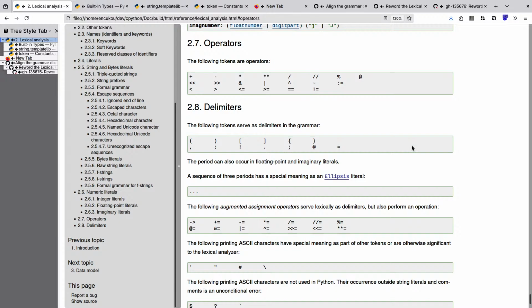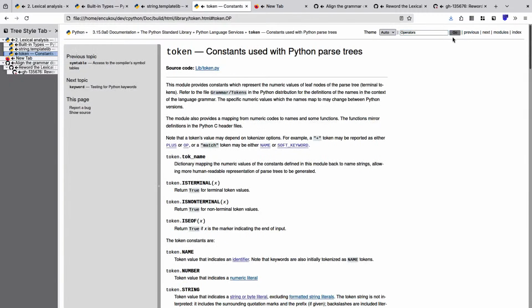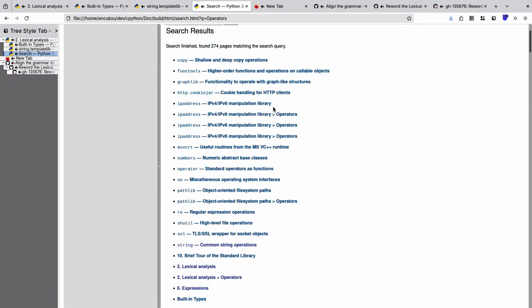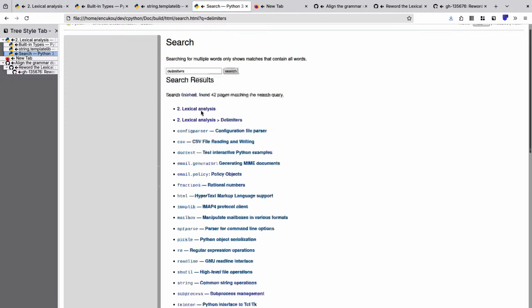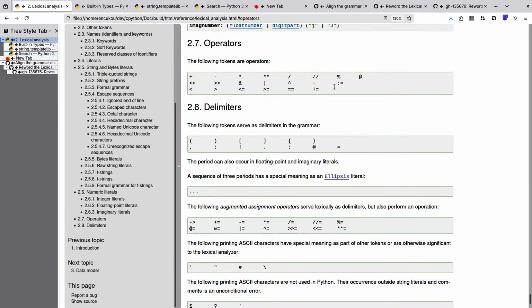I mean, can we link the token module? But no, the problem is the token module doesn't distinguish operators and delimiters. So the only thing that distinguishes operators and delimiters is this page. Like, there's no practical difference between these.